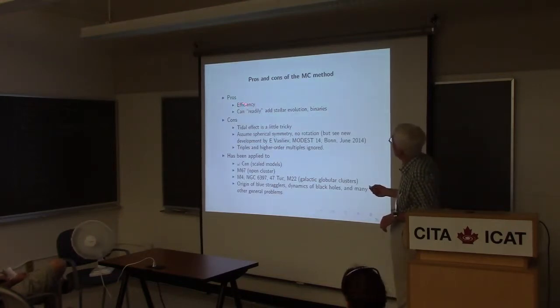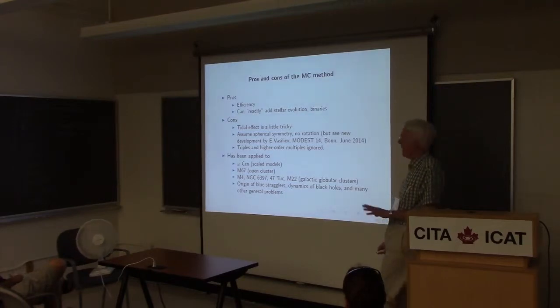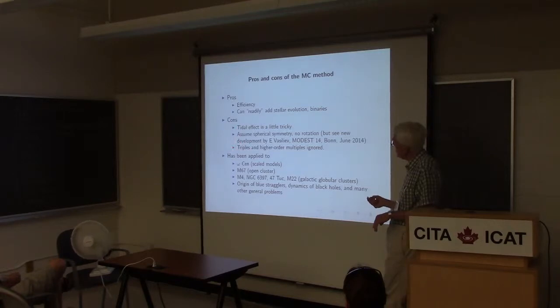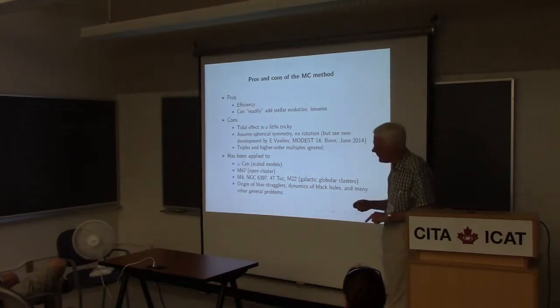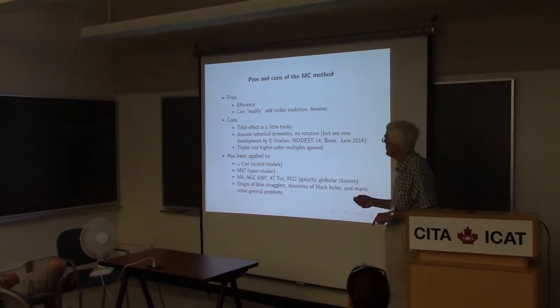Now, as I've said, it's a very efficient method. You can readily add all sorts of other things in addition to two-body relaxation. You can add sort of parameterized stellar evolution. You can add binaries. You can add the tidal field to some extent. But then we start to get into the disadvantages of the Monte Carlo, because doing this properly is a bit tricky. In fact, this is always work in progress, I think. Nobody quite knows how to simulate the complicated issues of tidal escape, which I've touched on, in a Monte Carlo code.